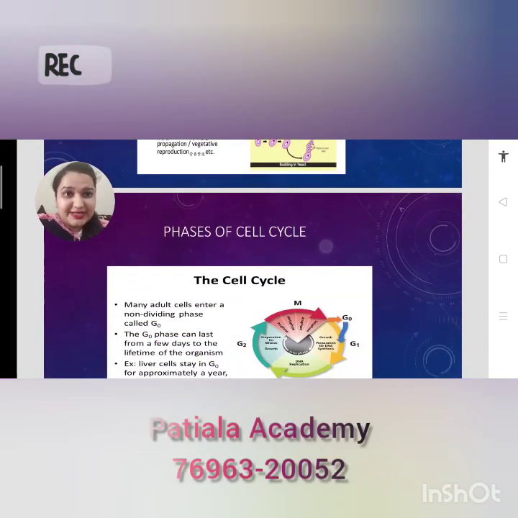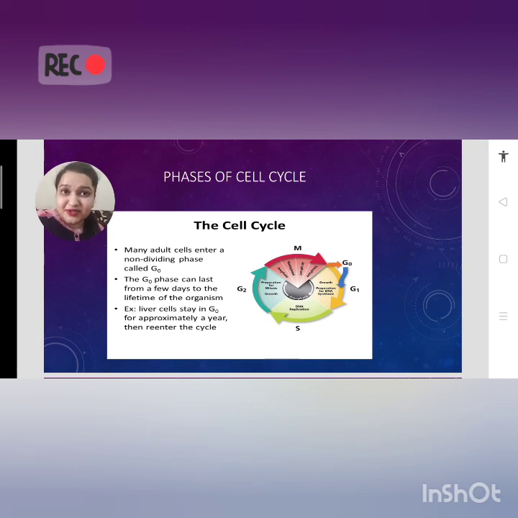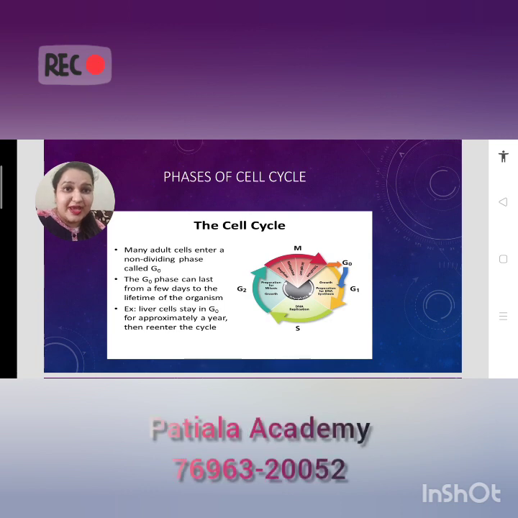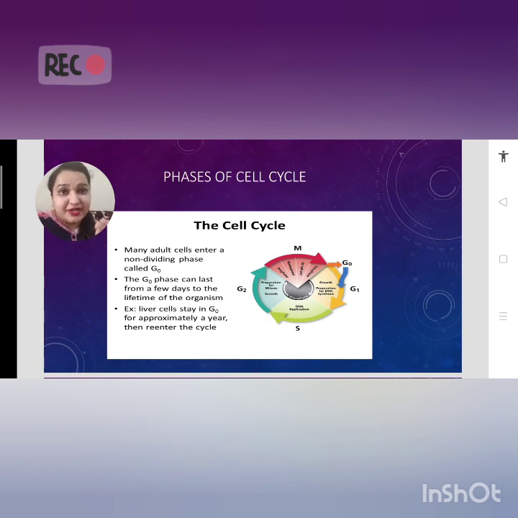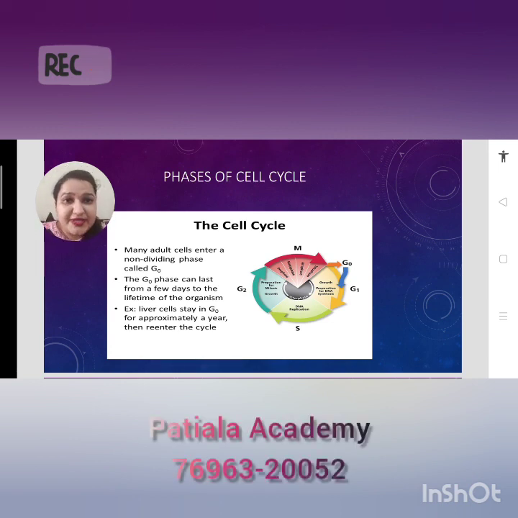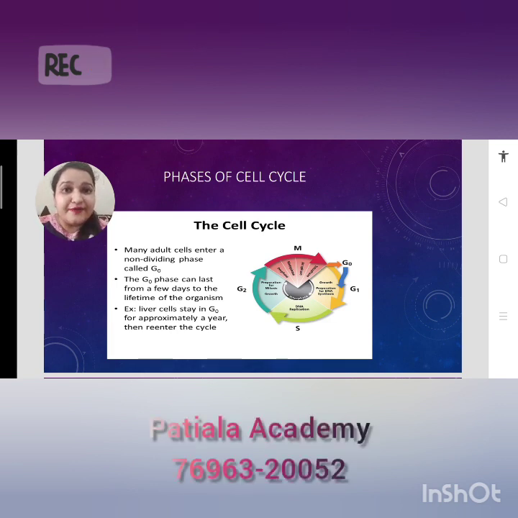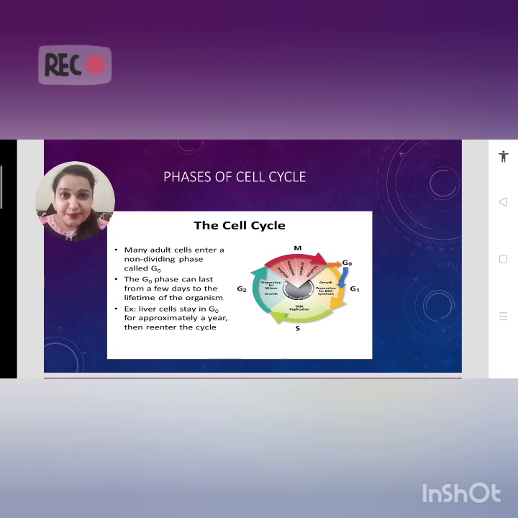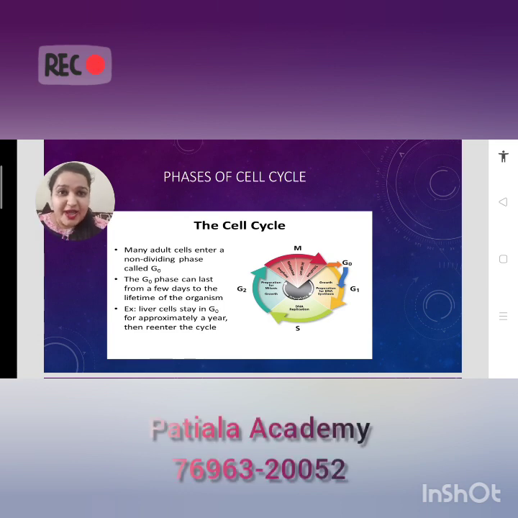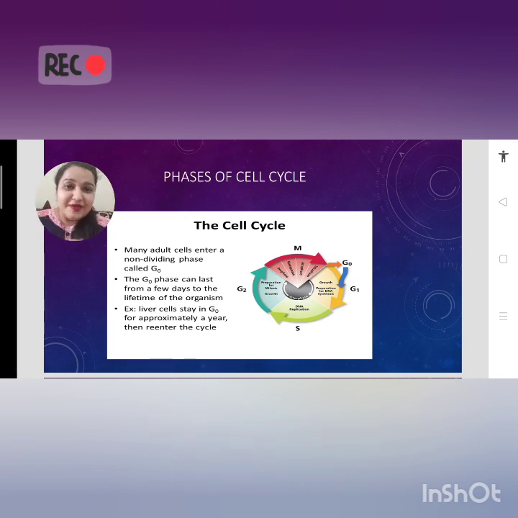So we come to the next slide. There are different phases of the cell cycle. One is the interphase, known as the resting phase, which further involves four phases: G0 phase, G1 phase, S phase and G2 phase. After that, cell division includes four further phases: prophase, metaphase, anaphase and telophase. And mitosis ends with the help of cytokinesis.